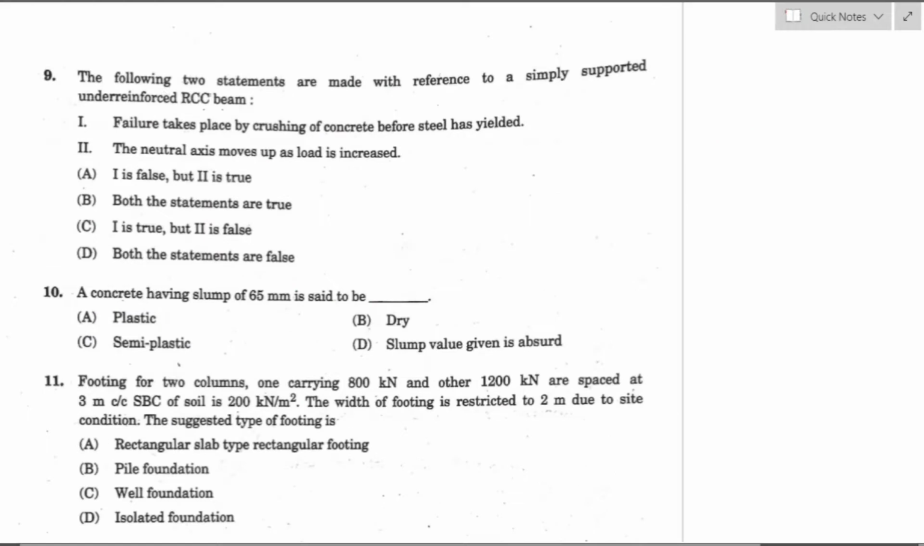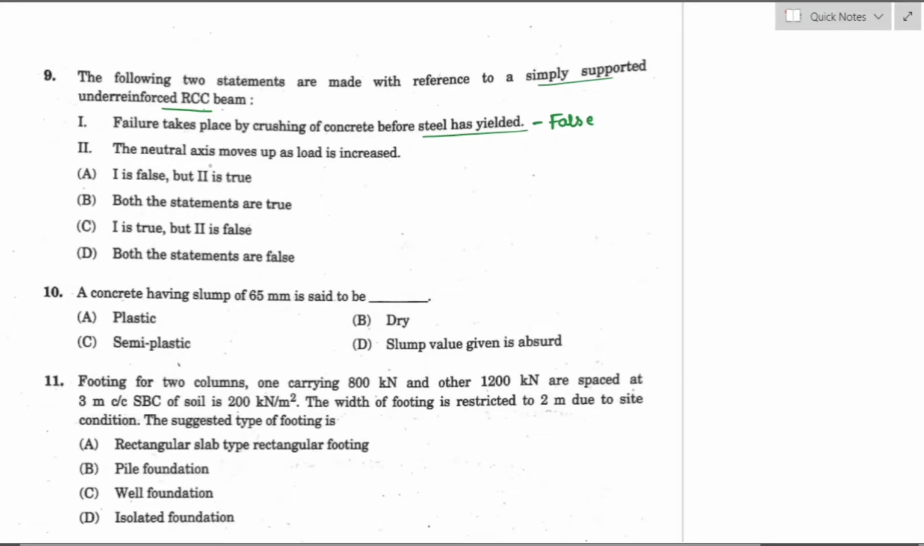Question number 9. The following 2 statements are made with reference to simply supported under reinforced RCC beam. Statement 1. Failure takes place by crushing of the concrete before steel has yielded. This statement is false, because in an under reinforced RCC beam, steel will yield before concrete. So steel will yield first. Once the steel is yielded, it does not take any additional stress and the total force of tension remains constant.